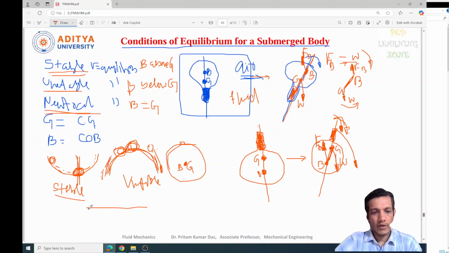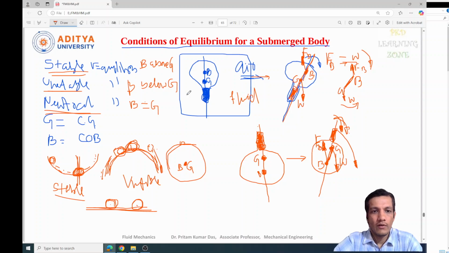And what about the neutral one? If I keep the ball on a normal surface, there will be no momentum. Wherever we keep the ball, it will stay in that position only. It is not going to change its position unless you change it. If I take this object and keep it here, it is going to be there only, because at this point the center of buoyancy and center of gravity both act at the same point, so there is no movement in this position. So this is the condition for stable equilibrium, unstable equilibrium, and neutral equilibrium.